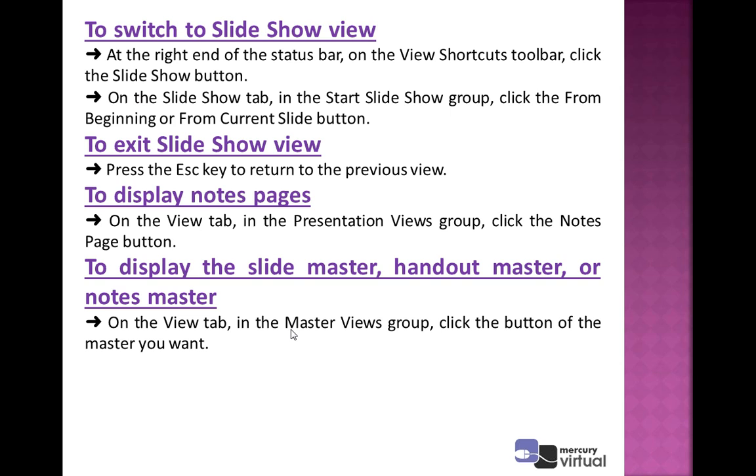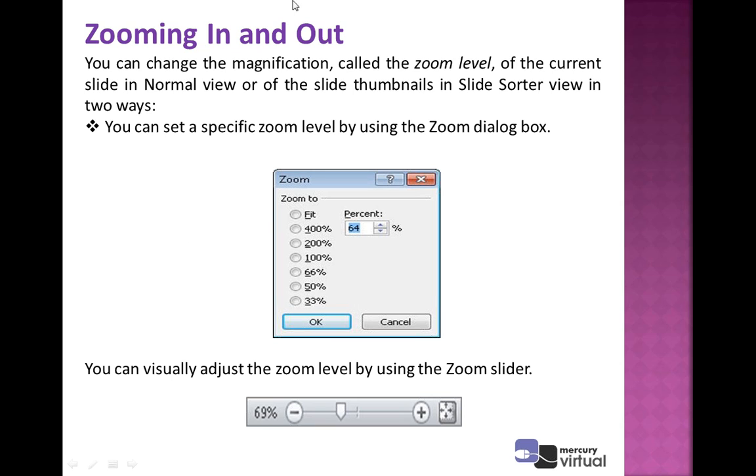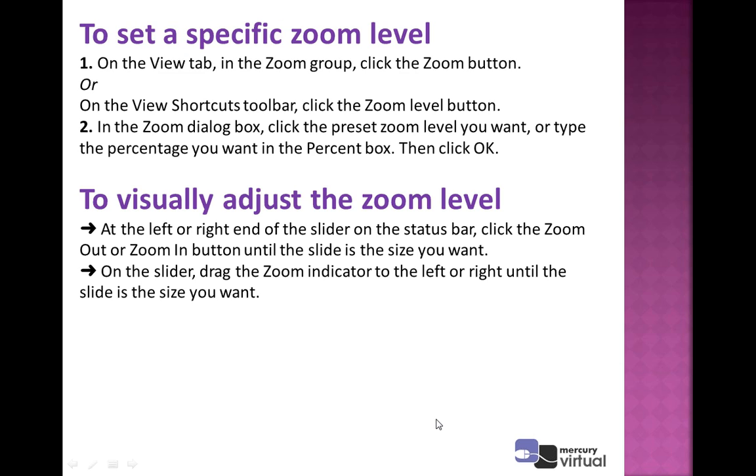Next, how to exit slideshow view, how to display notes page, how to display the slide master, handout master, or the notes master. Then how to zoom out and zoom in. There is a zoom slider that helps to zoom the content either in increasing order or in decreasing order. Then how to set a specific zoom level. Then how to visually adjust the zoom level.